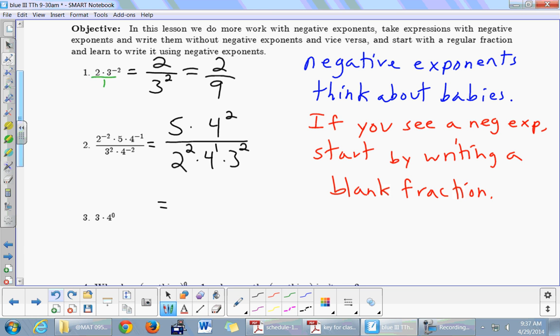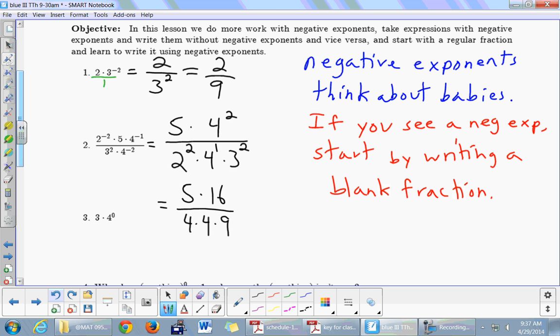So next step is to do some calculating. So let's take care of all these exponents first. Upstairs is really 5 times, that's a 16, right? 4 squared. And then downstairs, 2 squared is 4. 4 to the first is also 4. 3 squared is 9.